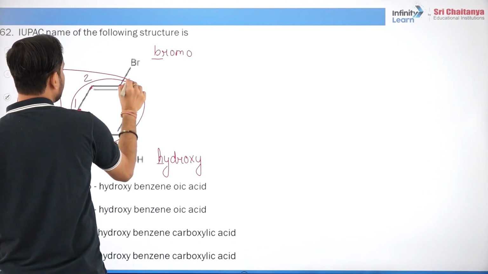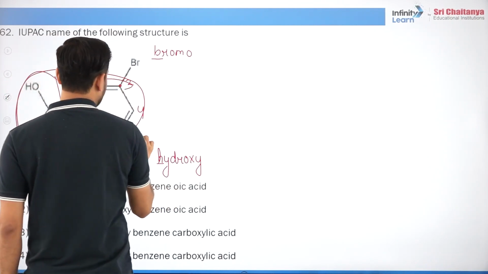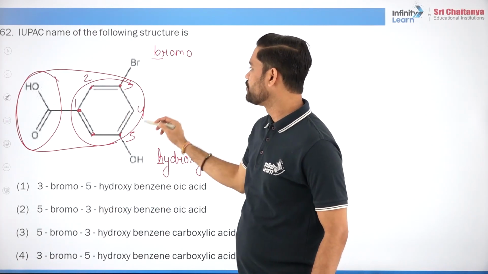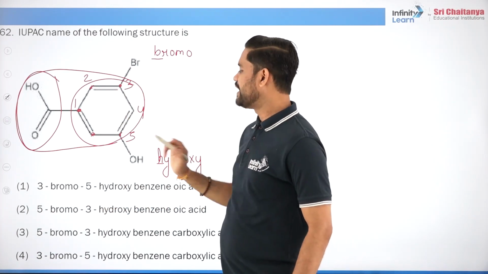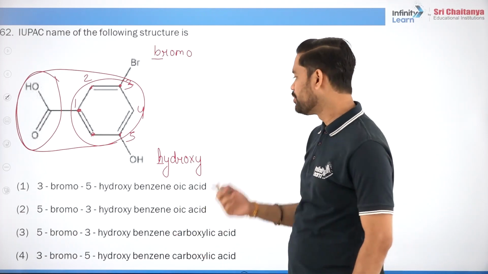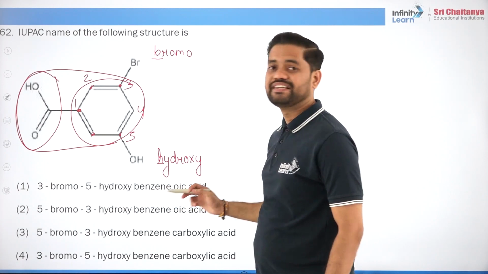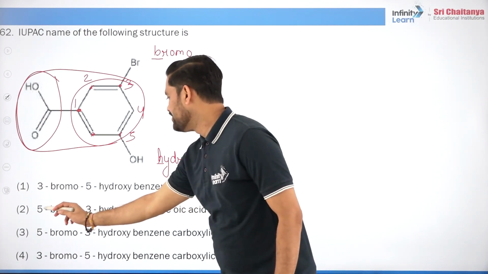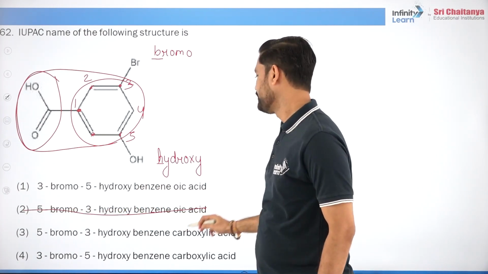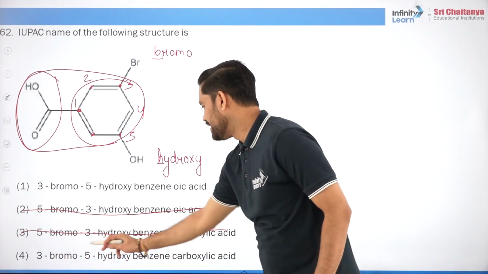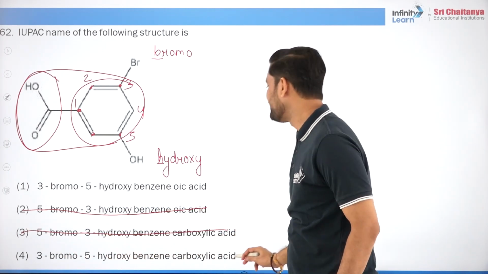1, 2, 3, 4, 5. So it is 3-bromo-5-hydroxy. We need to search for this. 3-bromo-5-hydroxy benzoic acid can be the right answer. 5-bromo is gone. 3-bromo-5-hydroxy benzene carboxylic acid.